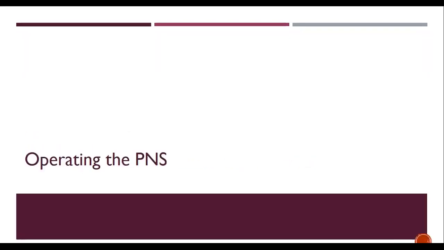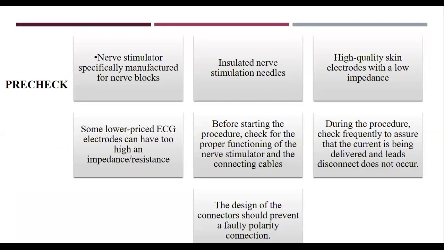Moving on to operating the peripheral nerve stimulator. Pre-check includes a nerve stimulator specifically manufactured for nerve blocks, insulated nerve stimulation needles are mandatory, and high quality skin electrodes with a low impedance. Some lower priced ECG electrodes can have too high impedance or resistance. Before starting the procedure, check for the proper functioning of the nerve stimulator and the connecting cables. During the procedure, check frequently to assure that the current is being delivered and lead disconnection does not occur. The design of the connector should prevent a faulty polarity connection.